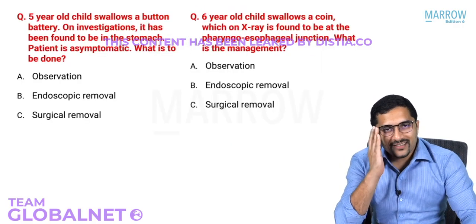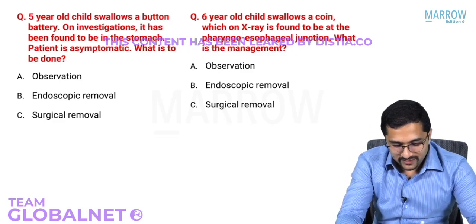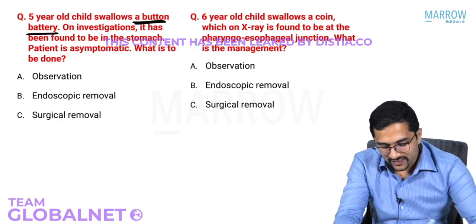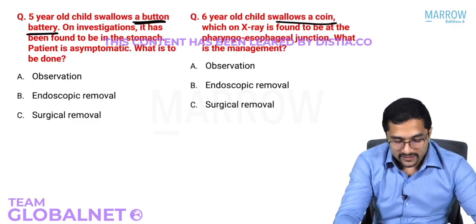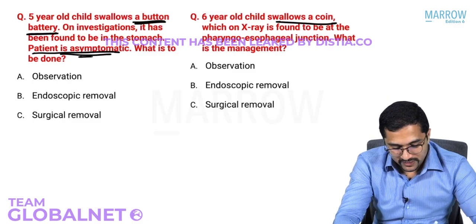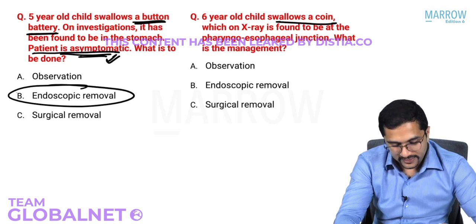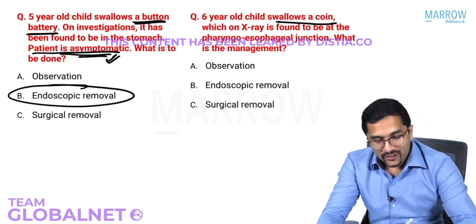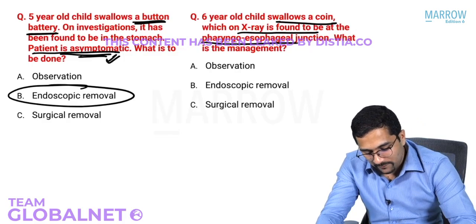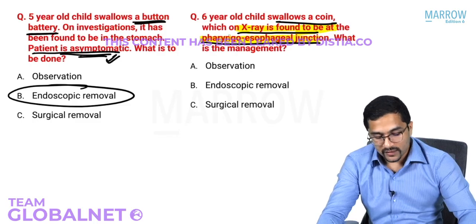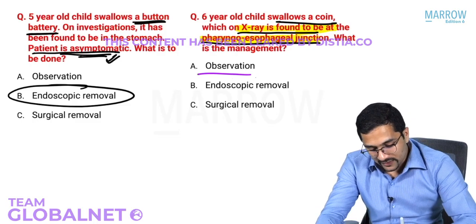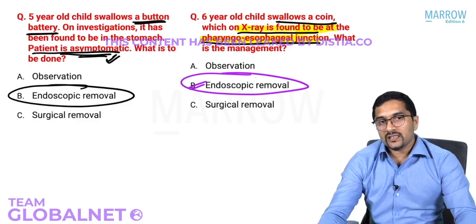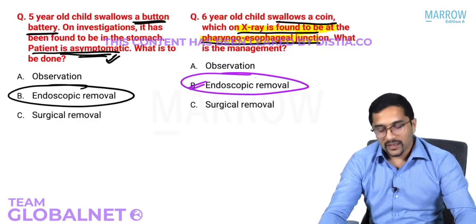Two mischievous children playing with each other. One swallows a button battery, the other one swallows a coin. Right? So we know button batteries, what will be the management even if the patient is asymptomatic? Correct. Endoscopic removal. And his friend who has swallowed a coin, the coin is found to be impacted at the pharyngoesophageal junction. And if it is impacted at the pharyngoesophageal junction, again we have to carry out endoscopic removal.